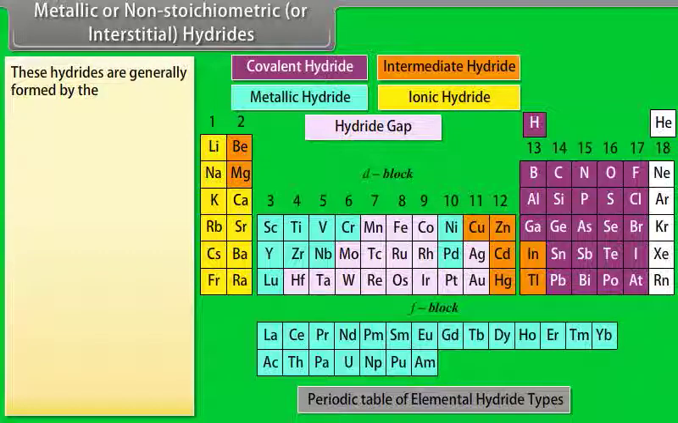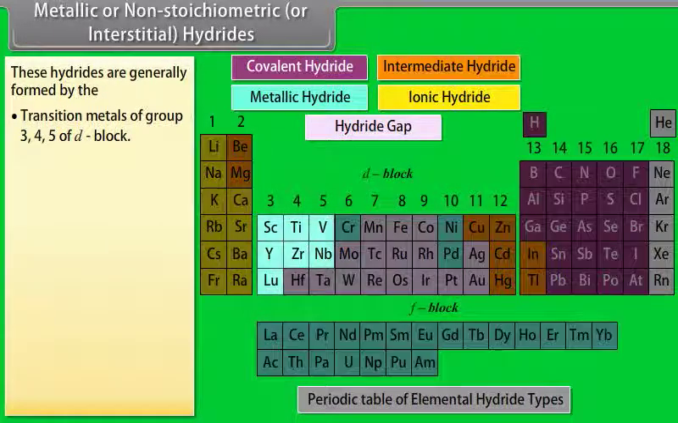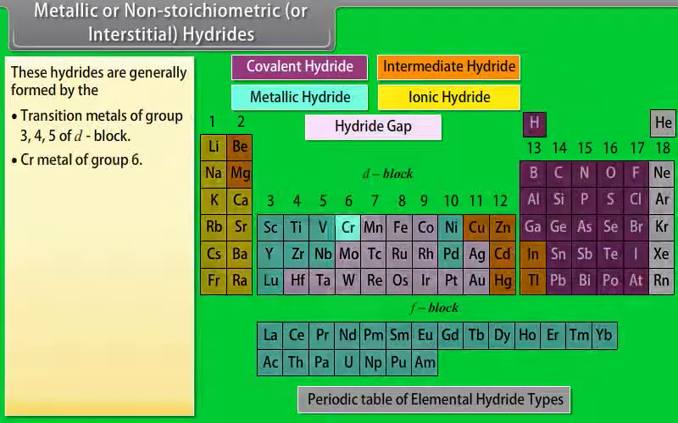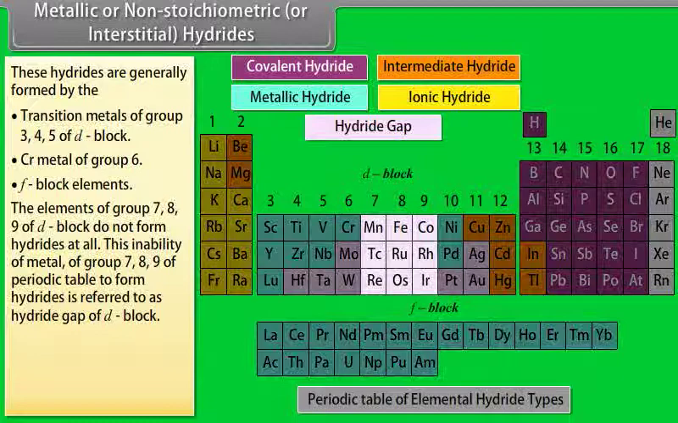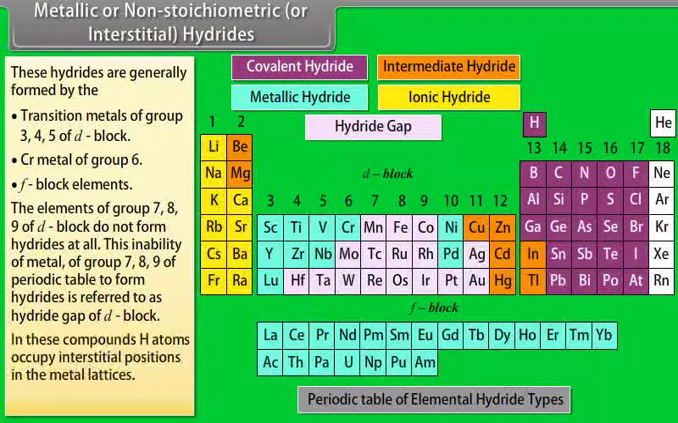Metallic or non-stoichiometric or interstitial hydrides. These hydrides are generally formed by the transition metals of group 3, 4, 5 of d-block, Cr metal of group 6, and f-block metals. The elements of group 7, 8, 9 of d-block do not form hydrides at all. This inability of metals of group 7, 8, 9 of the periodic table to form hydrides is referred to as hydride gap of d-block. In these compounds, H atoms occupy interstitial positions in the metal lattices. For example, ScH2, LaH2.87.